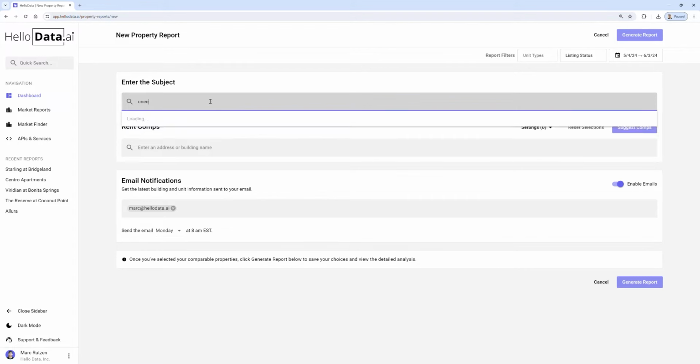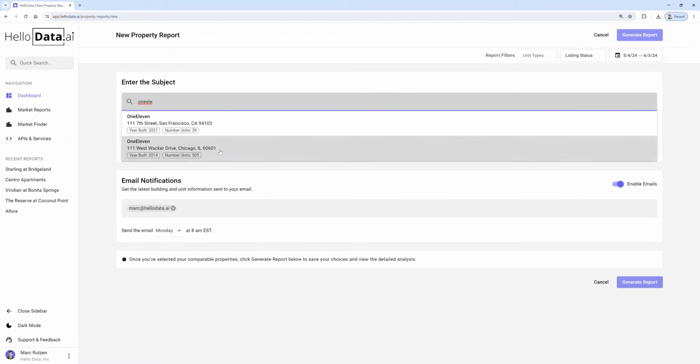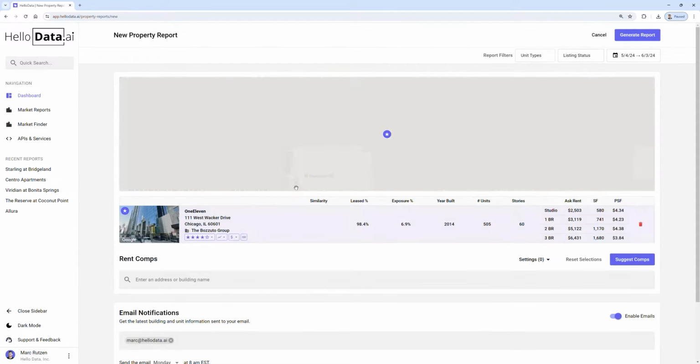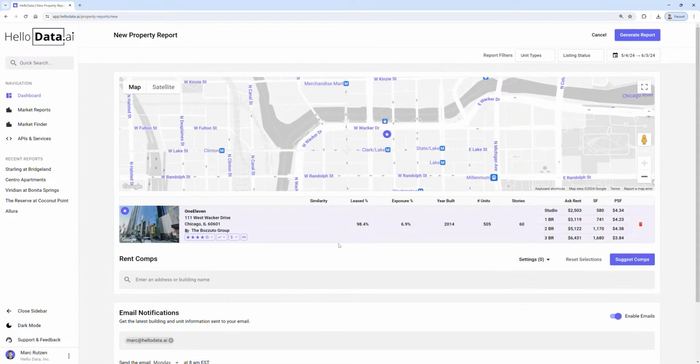So let me use the 111 property here for the demo. So I search it in the dropdown. I don't have to complete the full property name, and I'll see it in the dropdown, and I can select the one that I want to analyze.